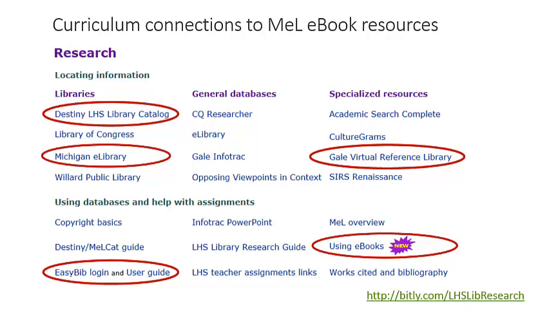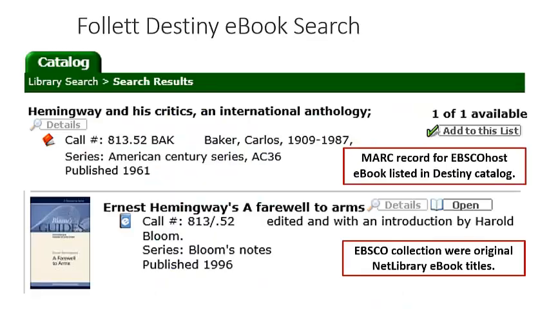supplemental Using eBooks webpage. The next series of slides includes examples of eBooks resources recently shared with AP English students as they began work on a literary review paper. A search on Hemingway in the Follett Destiny catalog brought forth book and ebook results. Lakeview High School Library has MARC records for EBSCOhost ebooks listed in Destiny. The EBSCO ebooks were original Net Library ebook titles.